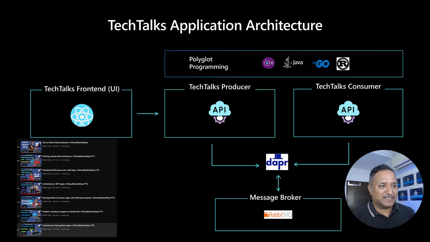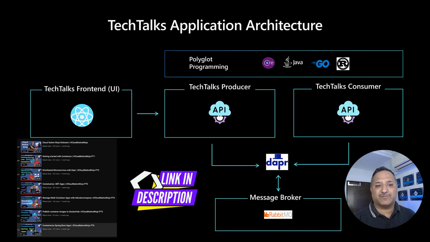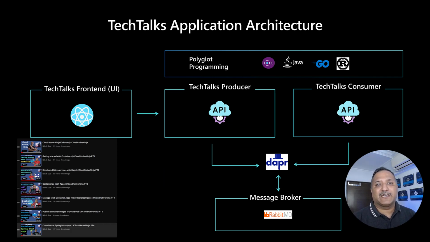So far in this series, we have done various things as part of the Cloud Native Ninja. We started with understanding what containers are, how to build containers, and what the good use is for making use of containerized software. And then we started building our application, which consists of a front end built using React.js called the TechTalks UI, and then we have TechTalks Producer and Consumer, which is built using a polyglot programming model. We have created container images using .NET Core, Java, Go, and we also have a Rust version which I need to integrate into the code repository.